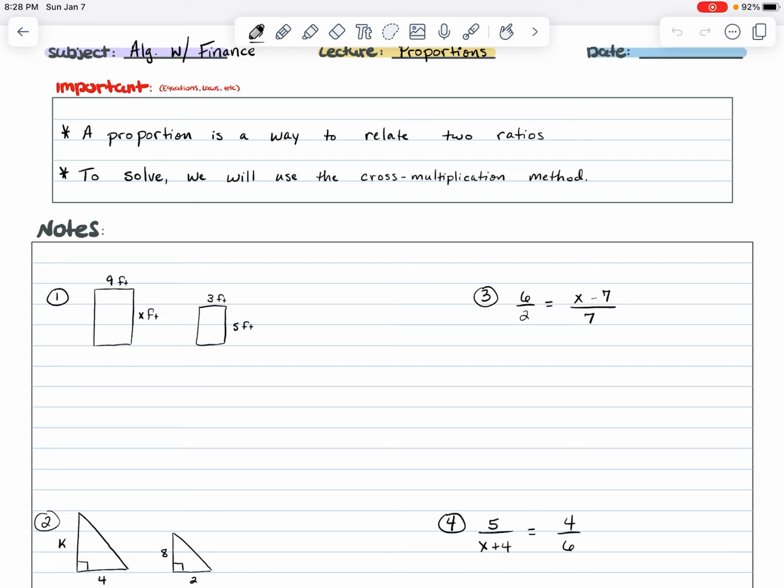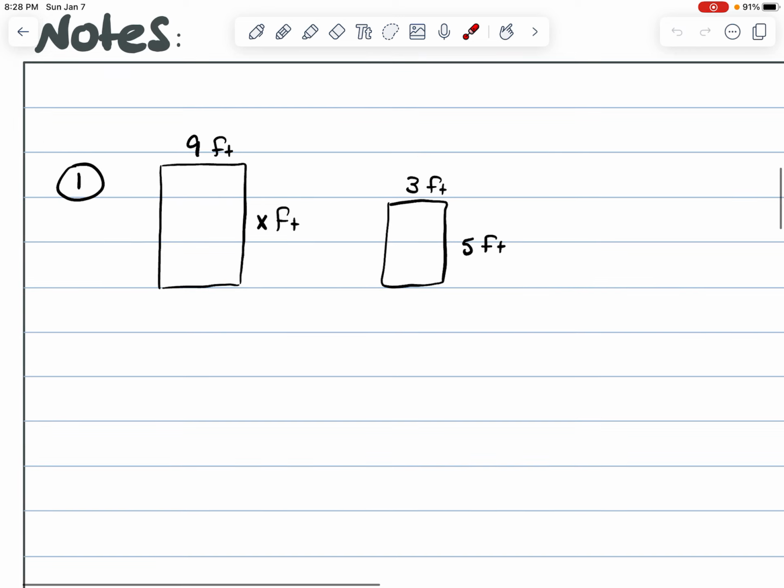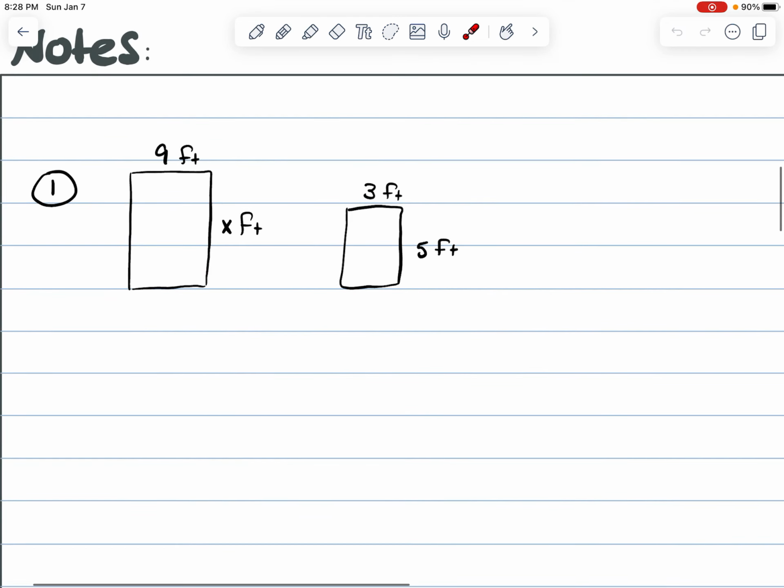For our lesson today, we are going to be looking at proportions and how to solve proportions. So just remember that a proportion is a way that we are going to relate two ratios. We're going to set them equal to each other, and we're going to use the cross multiplication method in order to solve these proportions.